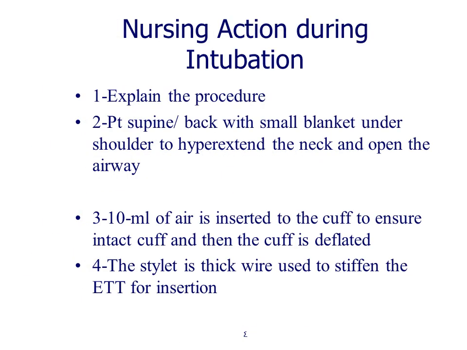The nursing action during intubation: we have to explain the procedure to the patient. The patient should be supine with a pack and a small blanket under the shoulder to hyperextend the neck in order to provide a good view and to open the airway well. 10 ml of air is inserted into the cuff to ensure that the cuff is intact and functioning. Then the cuff is deflated before insertion. The stylet is a thick wire used to stiffen the endotracheal tube for insertion.